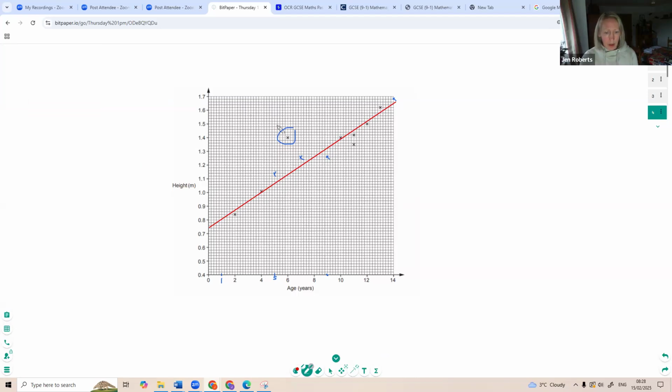Let me just check the question we're answering here. Kai is 8 years old, estimate Kai's height. Actually use your graph to show the marker that you've used, this person being 8 here, and you've read across. So what height are they? 1.24, 1.26 meters.